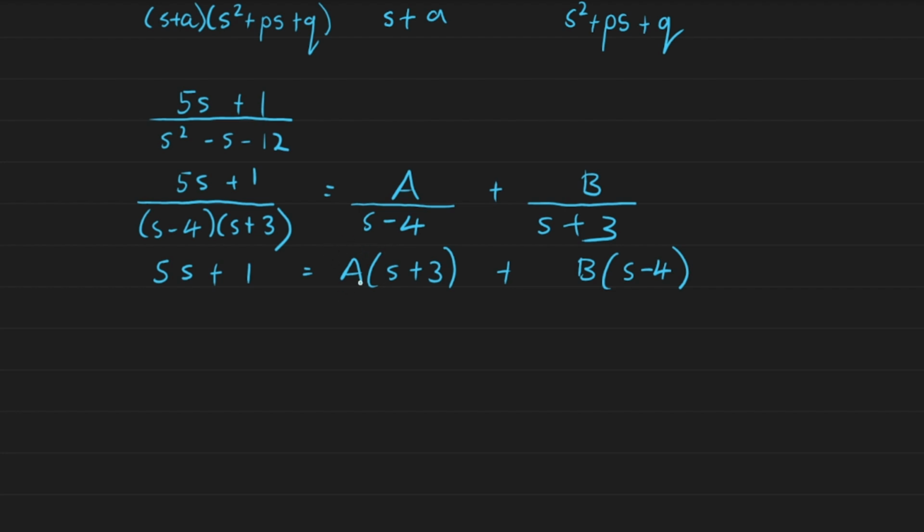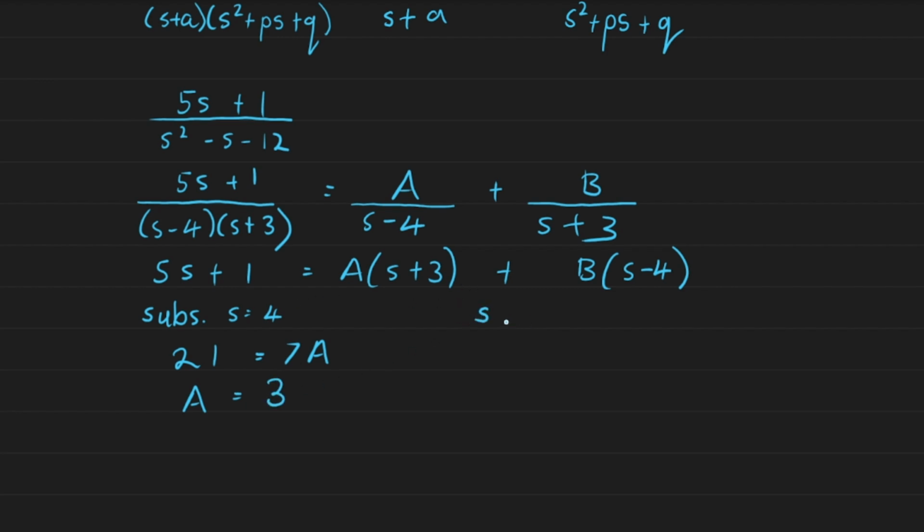So we need to solve for these coefficients A and B. The technique to do that is to substitute values of s and then solve for A and B. We substitute s = 4. 5 times 4 is 20, 20 plus 1 is 21, and 4 plus 3 is 7, and 7 times A is 7A. Then 4 minus 4 is 0, so the B term becomes 0. That's why we substituted s = 4, because we were able to get rid of B from this equation. So A is equal to 3.